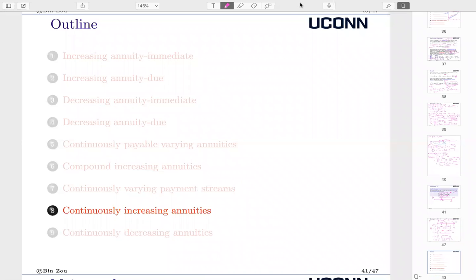In section 7, we studied likely the most general case for continuously payable annuities. In the final two sections, section 8 and section 9, we actually study two special payment functions. Remember, in section 7, rho t can be anything. Now we study two special cases.